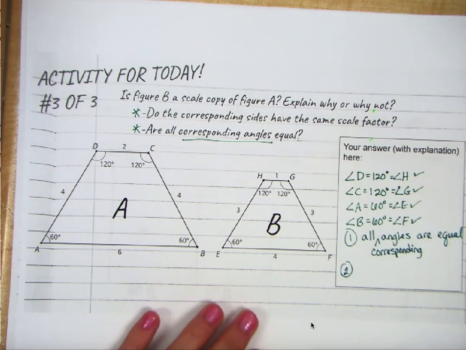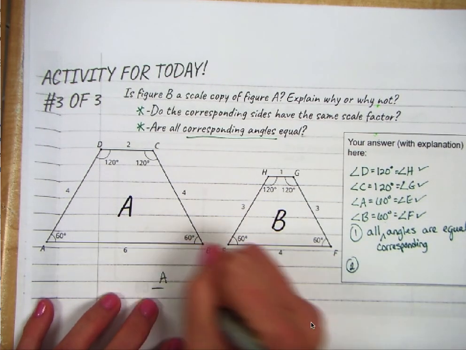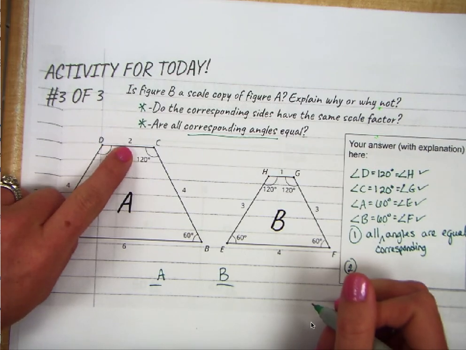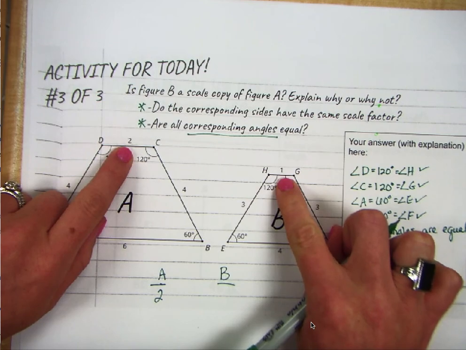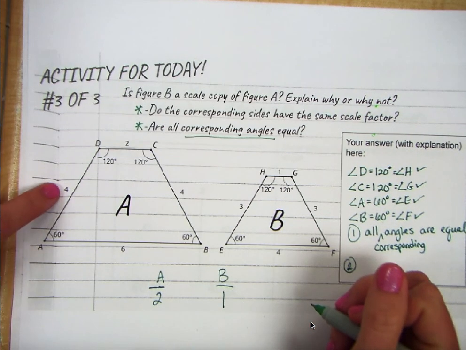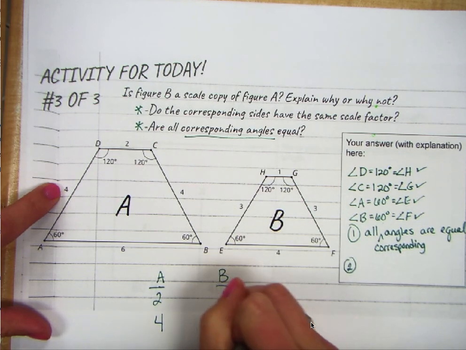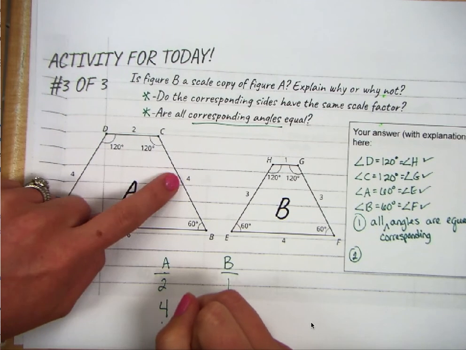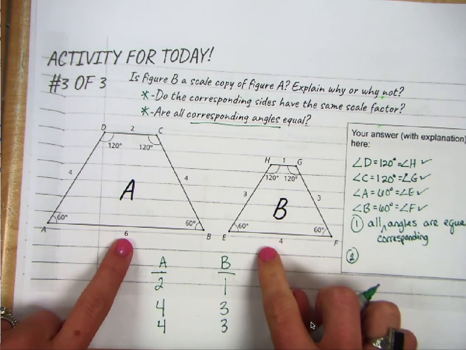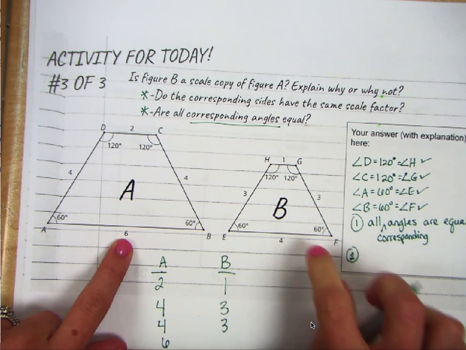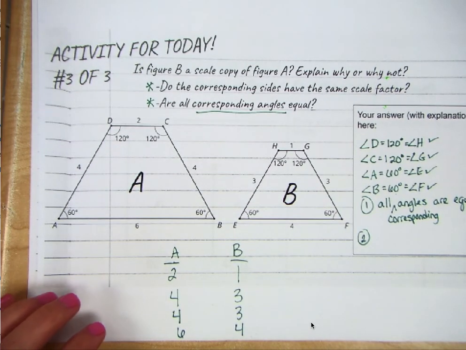Now, let's look at the scale factor. So let's go from A to B, okay? Segment DC at the top is 2. Segment HG is 1. Segment AD is 4. Segment EH is 3. I've got CB is 4, GF is 3, AB is 6, and EF is 4. These are all my corresponding sides or segments.